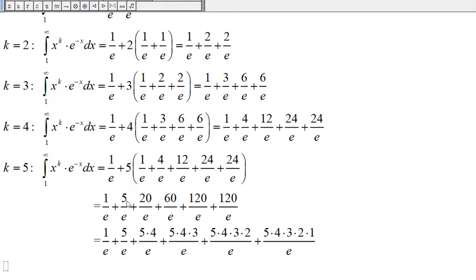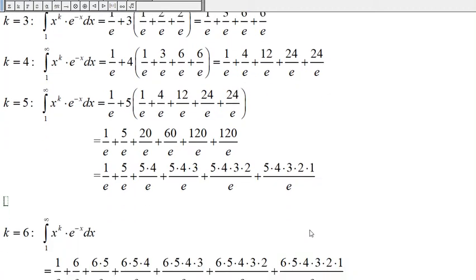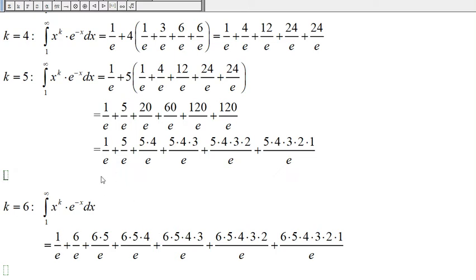And so if we multiply this out, then we get 5, we get 20, 60, 120, and 120. So this is 1 over e, this is 5, 20 is the same as 5 times 4, 60 is the same as 5 times 4 times 3, 120 is the same as 5 times 4 times 3 times 2, and then 120 is the same as 5 factorial. And so when k is 6, then we'll get 1 over e, 6 over e, and then 6 times 5 over e, 6 times 5 times 4 over e, 6 times 5 times 4 times 3 over e, and then 6 times 5 times 4 times 3 times 2 over e, and then 6 factorial over e.